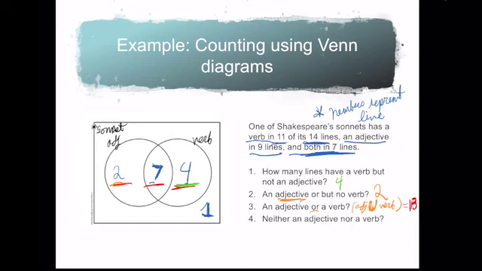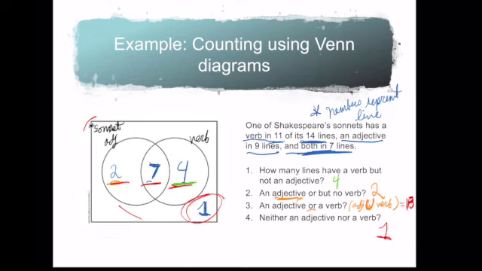What about those that have neither an adjective nor a verb? Well, that's everything that's left in this universal set, which is just 1. All right, so there is a basic counting example with a 2-circle Venn diagram. Let's go ahead and take a look at what happens if we have a 3-circle Venn diagram.